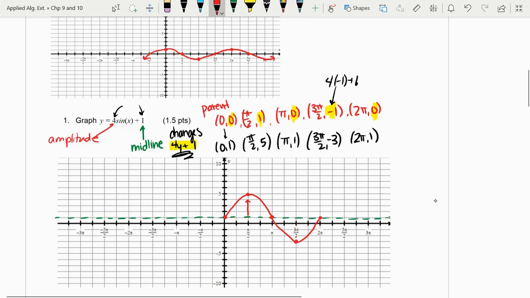Again, to keep the pattern going, I'm doing every pi over 2 units, and I would just go up or down the proper amplitude, mixed between going back to our midline. 1, 2, 3, 4. So if you want to do a little extra, but you just need at least 5 points on your graph. All right, so those are some examples for you.